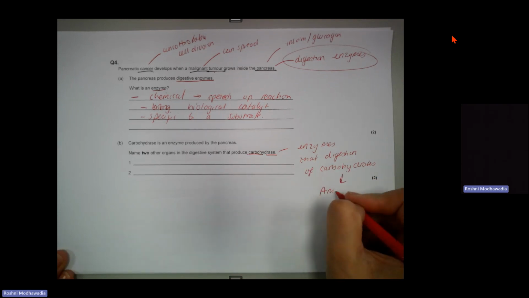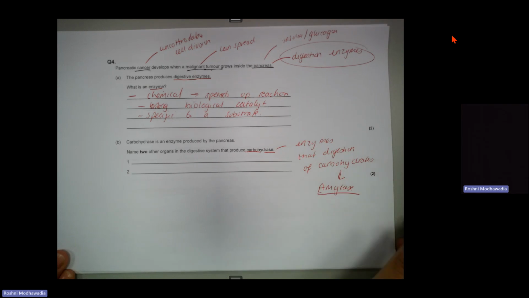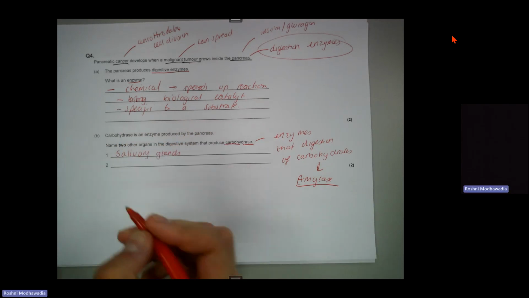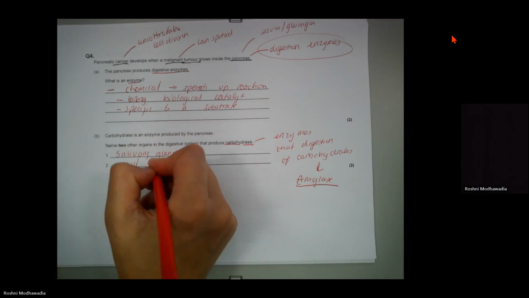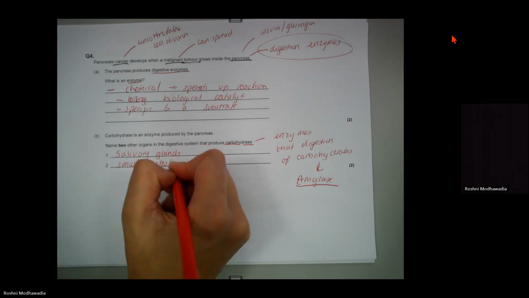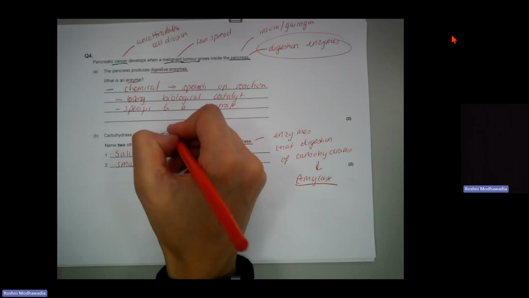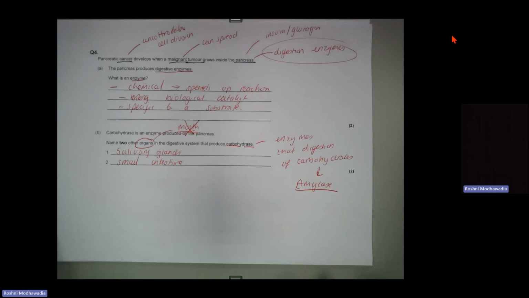We know this enzyme is amylase, and amylase is something that is produced in the salivary glands and in the small intestine. Because the question specifically says organ, if we were to say mouth, we would not get the mark. We need to specifically name the organ in the mouth, which is the salivary gland. So we need to be specific to get our second mark there.